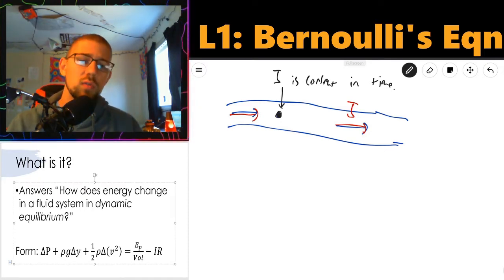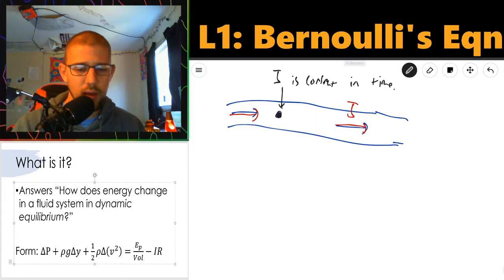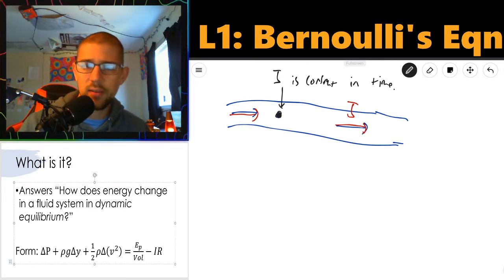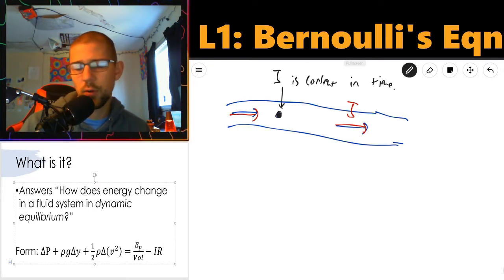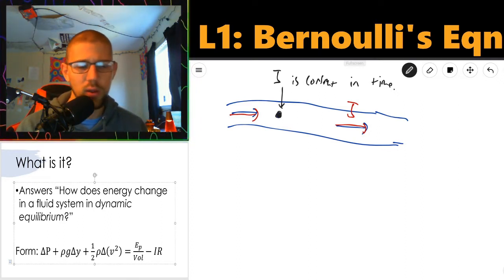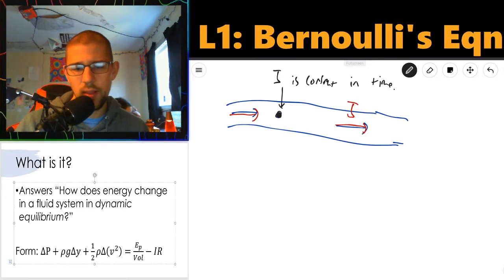Bootstrapping off of that knowledge of energy, it can be used to determine all kinds of things, like the pressure in a system, or the speed of the fluid, or the density of the fluid. So you can get a lot of information out of the Bernoulli equation. Okay, so this is its form. It has 3 terms on the left side, 2 terms on the right side.